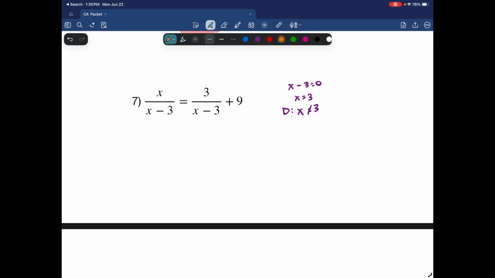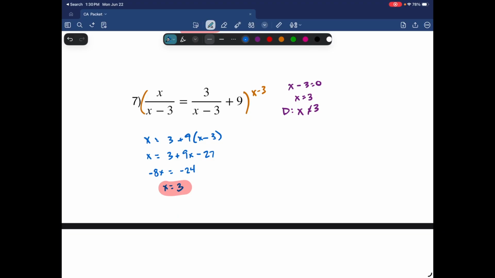Okay, but I'm going to take that x minus 3 and multiply the whole thing to get rid of the fractions. So it's going to be x equals 3 plus 9 times x minus 3. So that's going to be x equals 3 plus 9x minus 27. So it's going to be negative 8x equals negative 24. x equals positive 3.